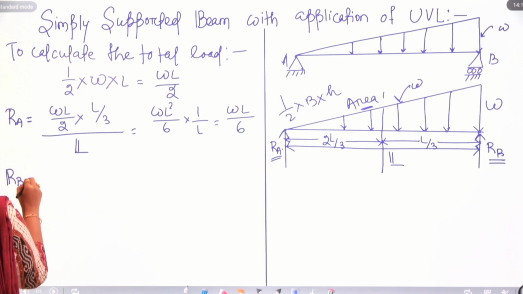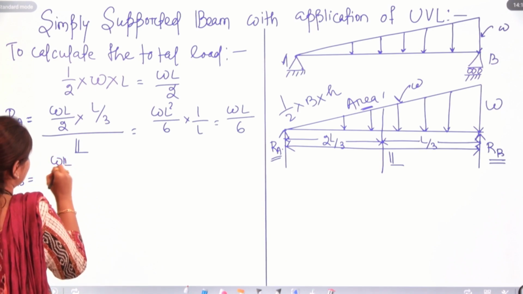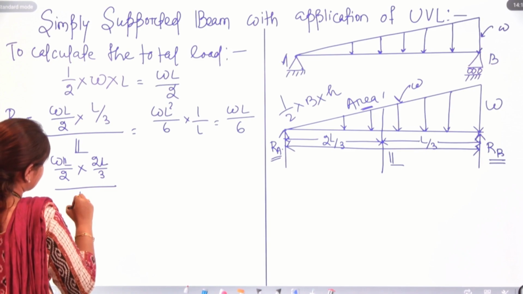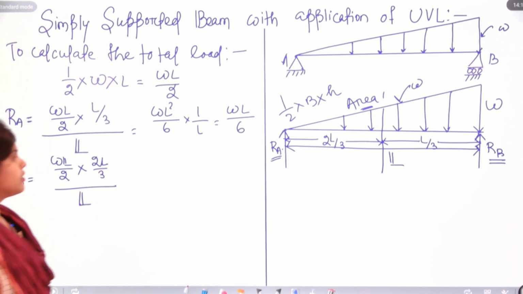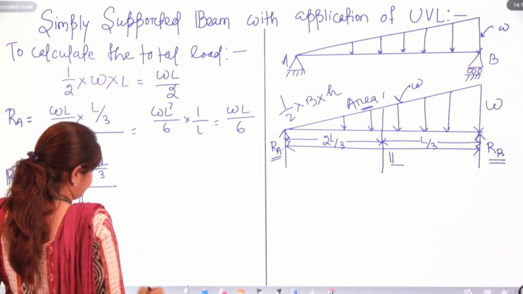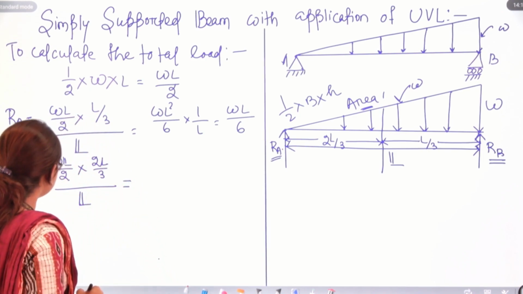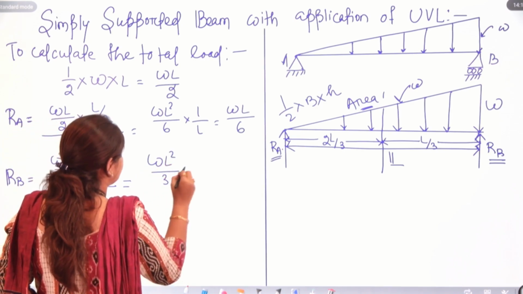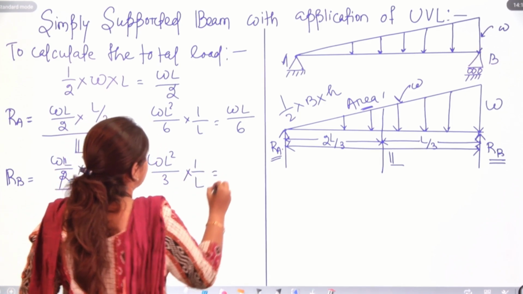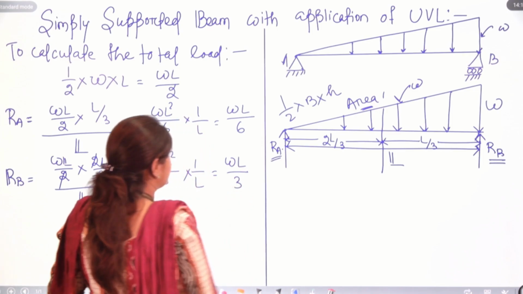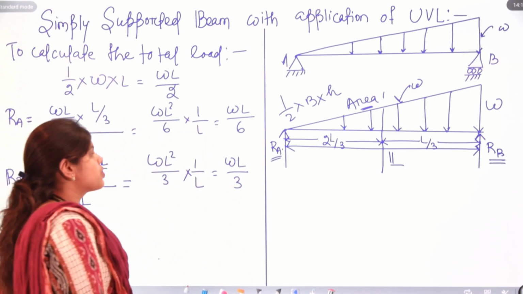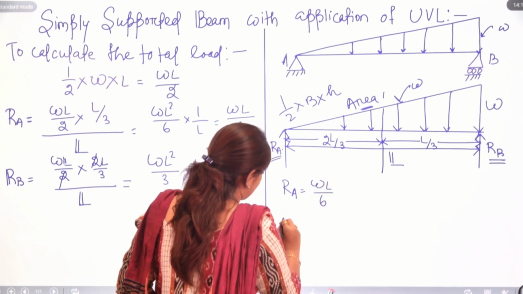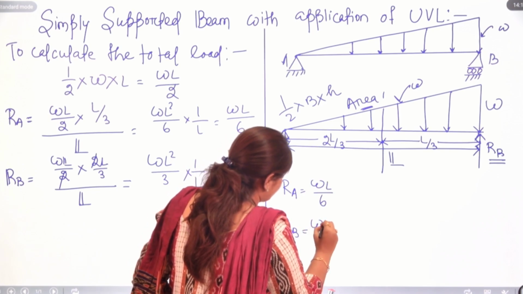Next, reaction at B will be WL by 2 into 2L by 3 by total length. So, here it is going to be WL square by 3 into 1 by L, that is WL by 3. Okay. So, now we have the reaction forces: RA is equal to WL by 6 and reaction force at B is equal to WL by 3.